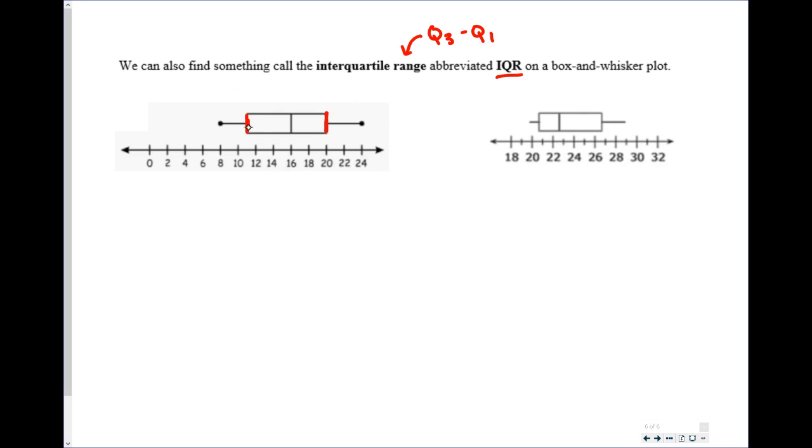Okay, so I'll show you an example here. This Q3 is at 20, so Q3 is 20. And Q1 is in between 10 and 12, so Q1 is 11. IQR is just going to be 20 minus 11 to give you 9. Okay, so you're just finding the range of the quartiles, really, instead of the range of the whole thing.